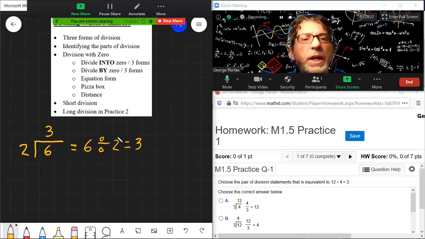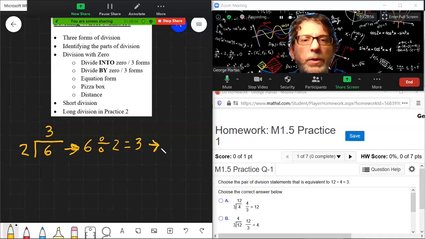So here you would say it from left to right. 6 divided by 2. In this format here, you could say it in 2 ways. You can verbally say it as 2 divided into 6, or you can say it as 6 divided by 2. But here, really, you would just say it from left to right. Okay, so 6 divided by 2 is 3.